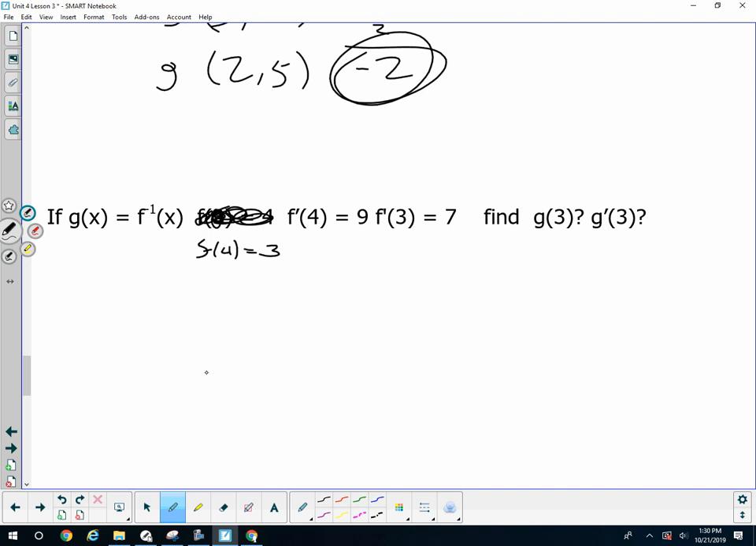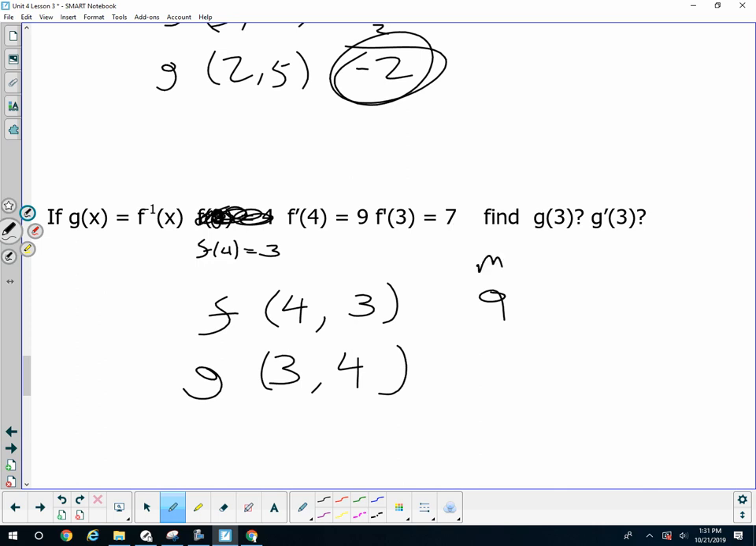Start with G. I'm trying to find G prime of 3. I know information of F at the y-coordinate of 3. Well, that's at 4. Its slope at 4 is 9. Not 7. Since the slope is 9, the slope of G at 3 is 1/9. G of 3 is 4. G prime of 3 is 1/9. Okay?